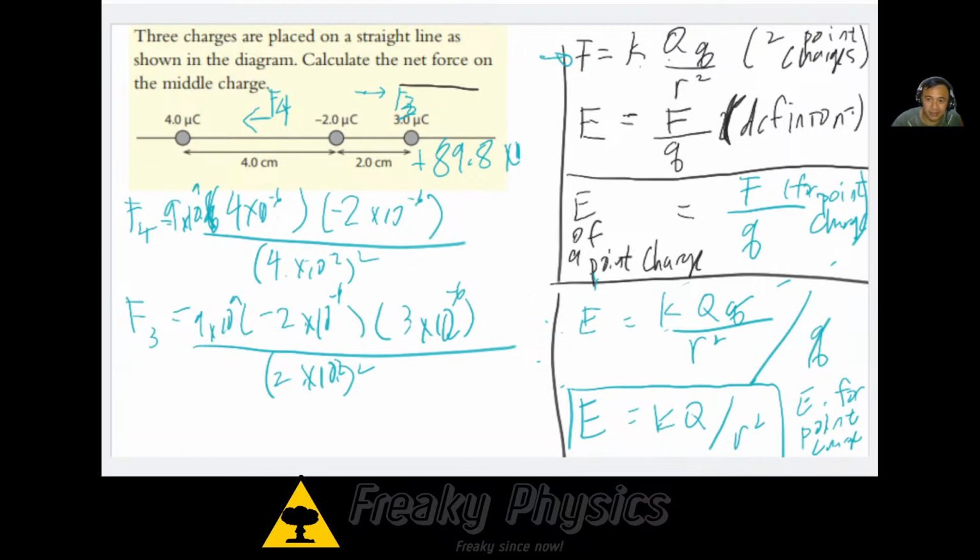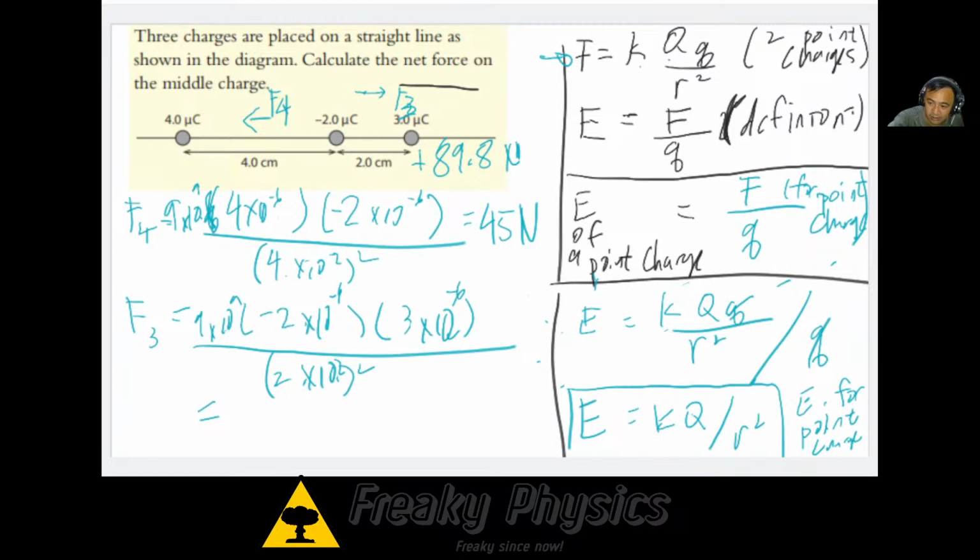So let's just calculate that again. All right, 9 exponent 9 times 4 exponent negative 6 times negative 2 exponent negative 6, then divide that by 16 exponent negative 4. Okay, so this is going to give us 45 newtons. Okay, the second one, F3, we do the exact same thing.